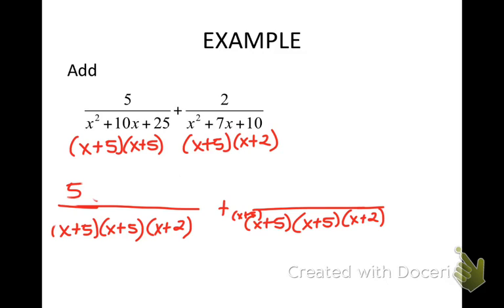So what's missing is only the x plus 2. So I'm going to add that to my numerator. Over to the other side, what do I have missing? Well, I have an x plus 5, check. I have an x plus 2, check. I don't have the second set of x plus 5, so I need to bring that into my numerator.